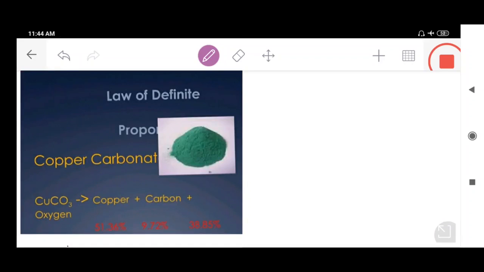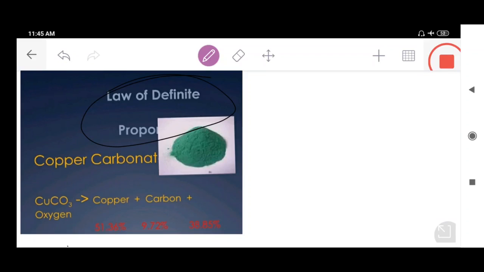We are continuing the topic, the law of definite proportions. I told you that it was J.L. Proust, the French chemist, who put forward this law. According to this law, in a pure chemical substance, the elements are always present in definite proportions by mass. This means that whatever the source from which a compound is obtained, it's always made up of the same elements in the same proportion by mass.